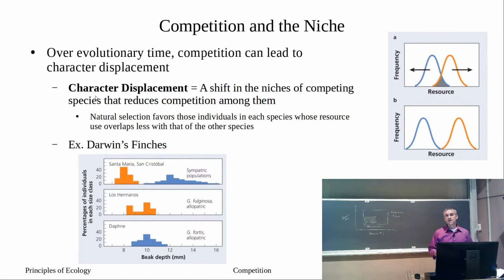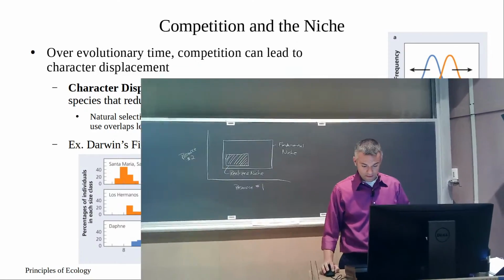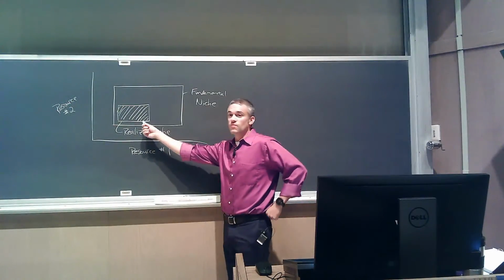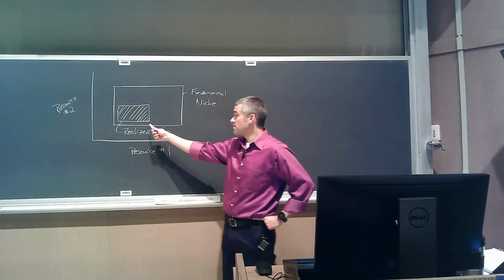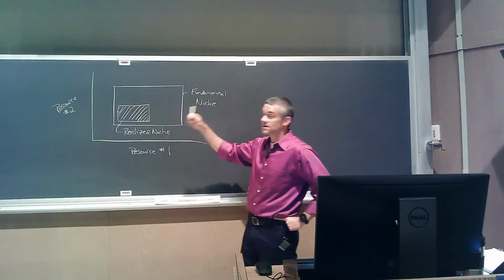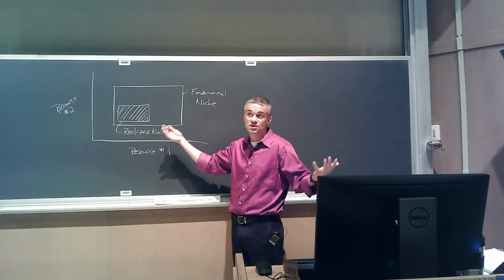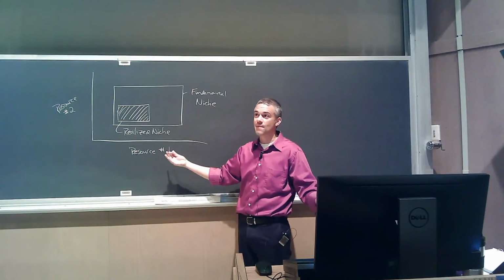On an evolutionary time scale, what we see is character displacement. And it's a little bit different than what this niche partitioning is. So with niche partitioning, we said we have our realized niche, you remove our competitor, this niche space can expand to the fundamental niche so that our realized is the fundamental niche because there's no competition that's happening.